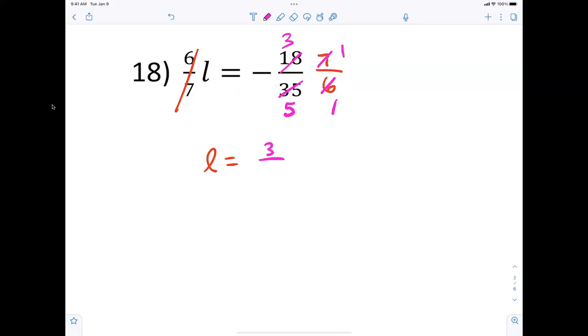Is that your final answer? Don't forget the, oh, negative. Don't forget the negatives like happened on your test 5,000 times. All right. Everybody's good with 18? All right.